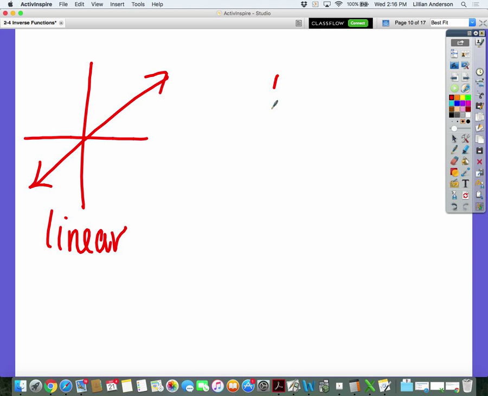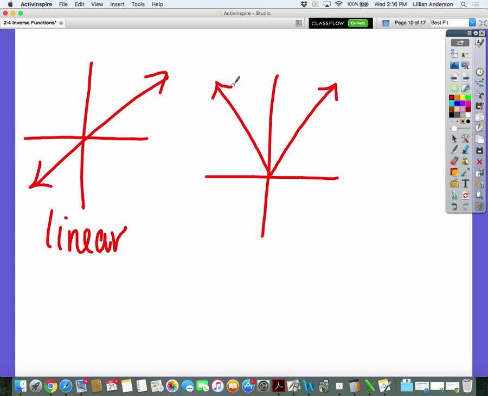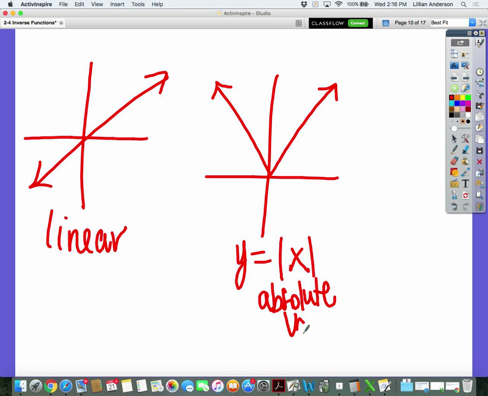Let's go to a different one, okay? What is this parent function right here, Tanner? The absolute value. Absolute value, okay?